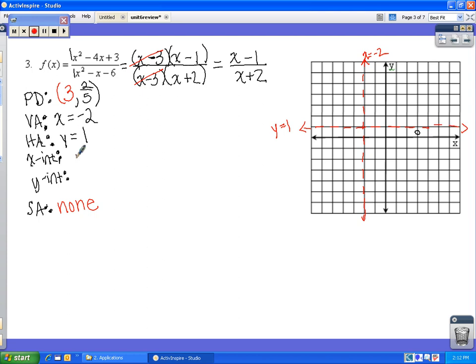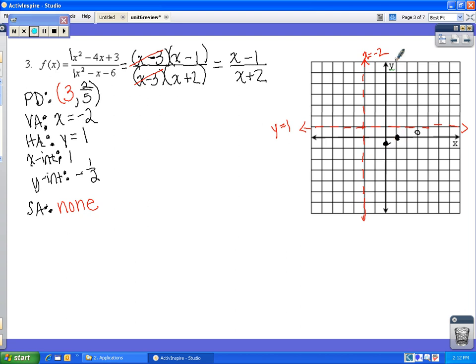Now for my x-intercept, that's when y is 0, which basically gets rid of the bottom, and I just look for x minus 1 equals 0, so my x-intercept is actually going to be at positive 1. My y-intercept is when x is 0. So 0 minus 1 is negative 1, 0 plus 2 is 2, so my y-intercept is negative 1/2. So now I'm going to go ahead and fill in my x-intercept of 1, and I'm going to fill in my y-intercept of negative 1/2. So there's where my x and y-intercepts are going to be.